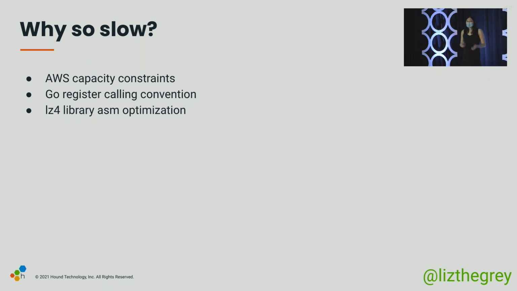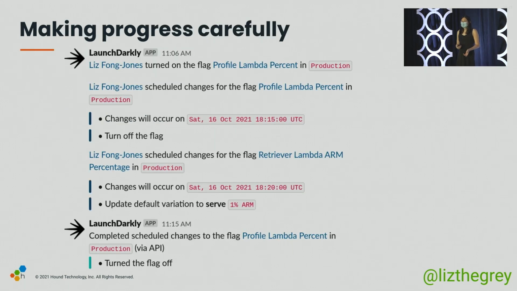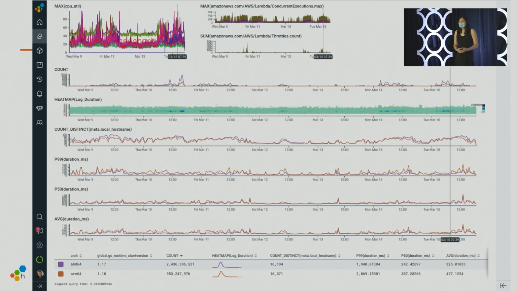So LZ4 is great. We were using it successfully on AMD64 lambdas to fetch the files out of S3, but it turns out that ARM64's library in Go for LZ4 was not optimized. So we had to fix it and give it an assembler optimization. And then we were able to successfully feature flag on 1%, 2%, 5%, all the way up to 30%.